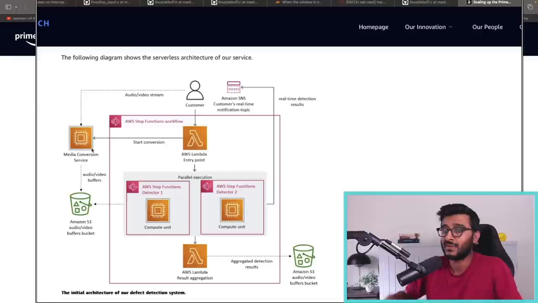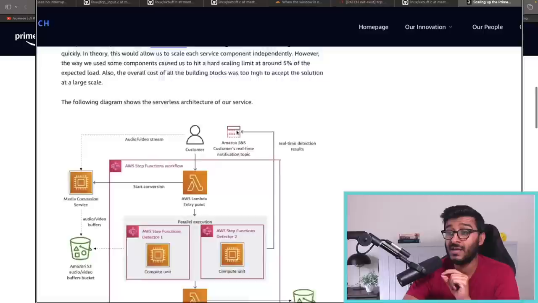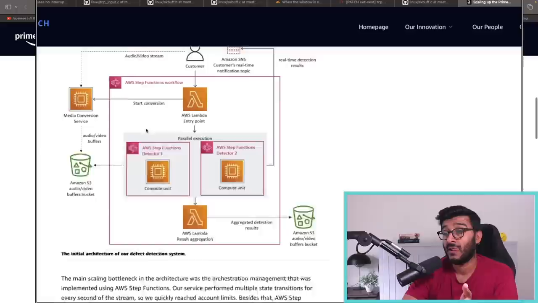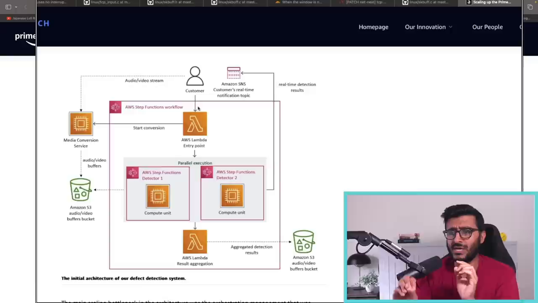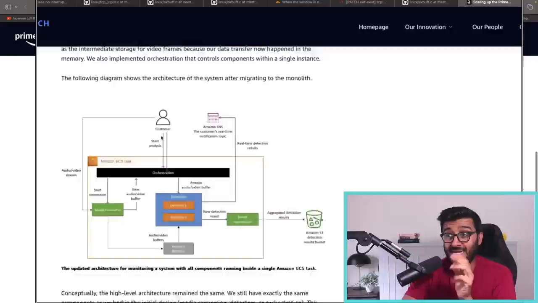So now the stream is received by the media service. It's being converted into the frames and the decrypted audio buffers. Now, what they said is that they are sent to the detectors. How are they sent to the detectors? To send it to the detectors, they are actually writing it to an S3 bucket. The reason is that there is another process that the customer effectively triggered to say, okay, start monitoring now. There's an arrow that is not labeled here, but from the other diagram, I deduce it's called start analysis. I think that's what it is.